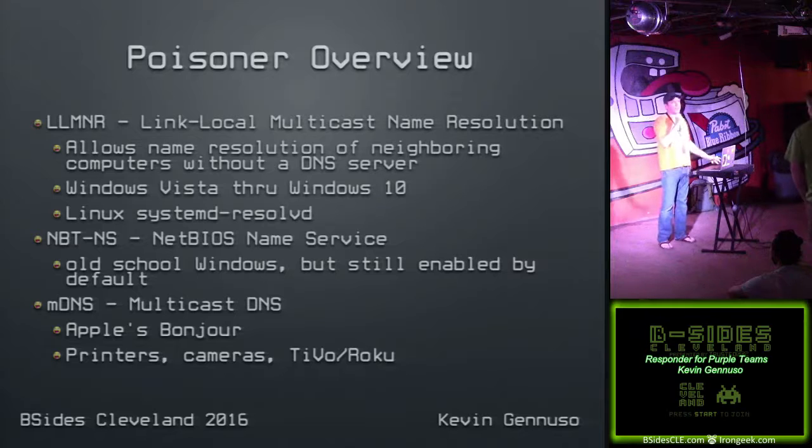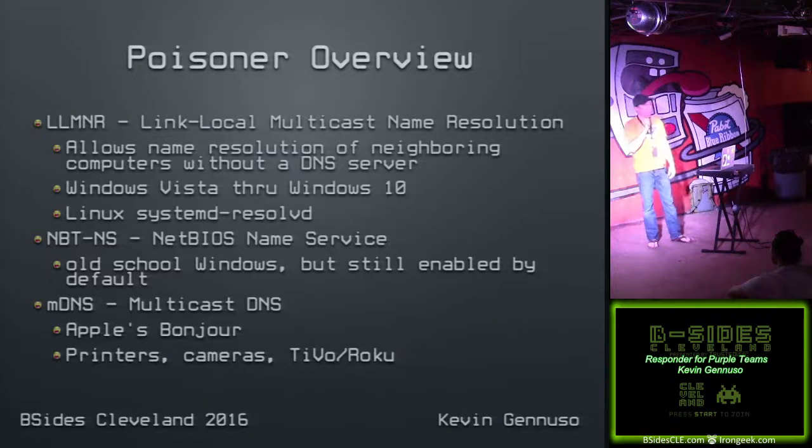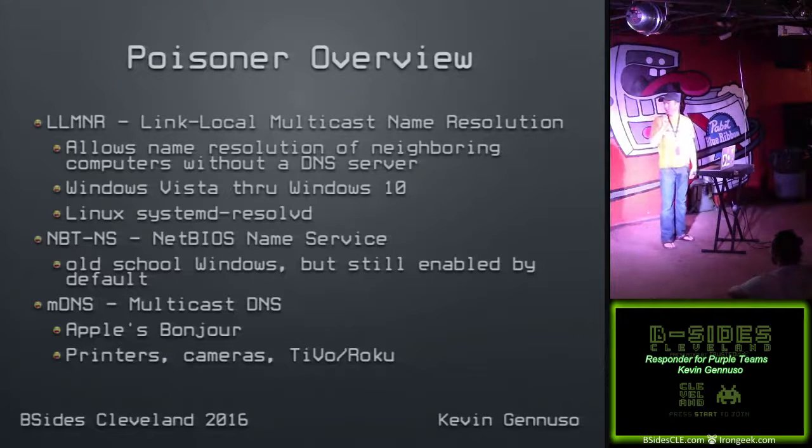Then we have NetBIOS name service, which is old school Windows. This is Windows NT type stuff, right? WINS. That's kind of where this comes from. It's old school Windows, but it's still enabled by default, of course. Thank you, Microsoft. And then there's MDNS, which is multicast DNS. Think Apple's Bonjour, their rendezvous protocol. But tons of stuff supports this protocol now. Printers, cameras, my TiVo at home for some reason. I don't know why, but it does.